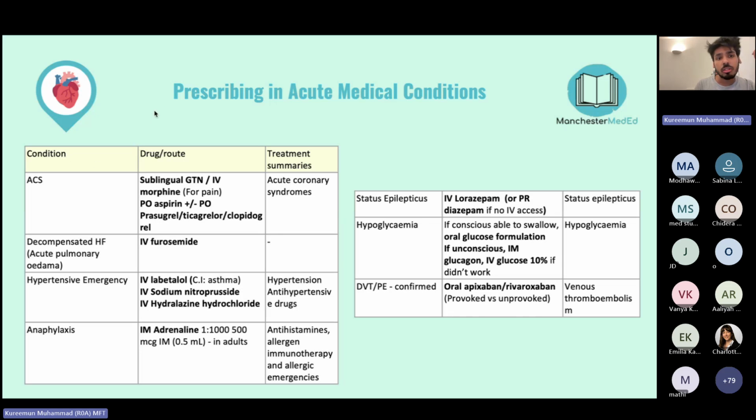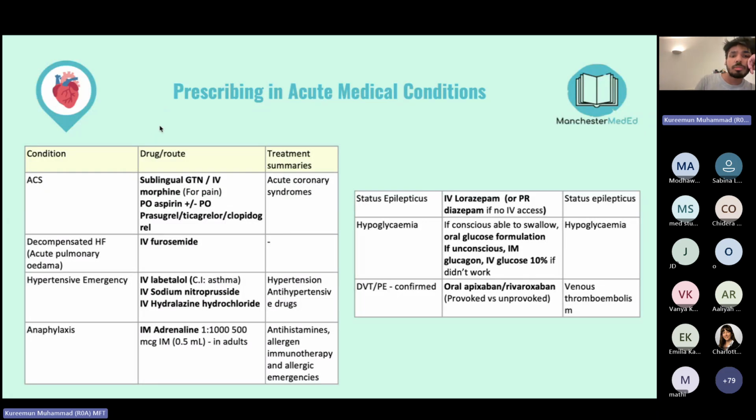Anyways, the next condition is status epilepticus. Basically, if they are in hospital, obviously they have IV access, then you would give IV lorazepam for them. If not, if it is in the community, then you would give PR diazepam. It's just for you to remember the name of those drugs so that when you have those conditions, you know what you're looking for, and it's easy for you to just look up on the BNF.